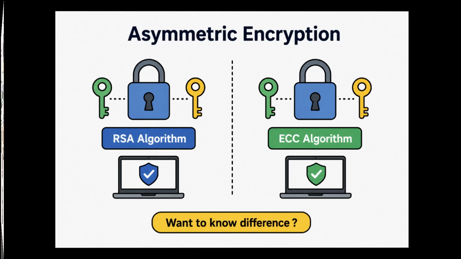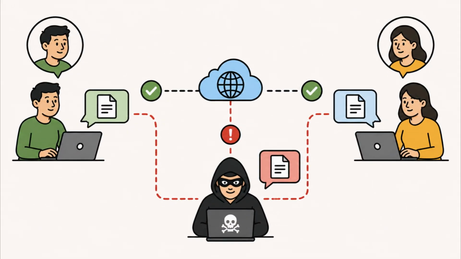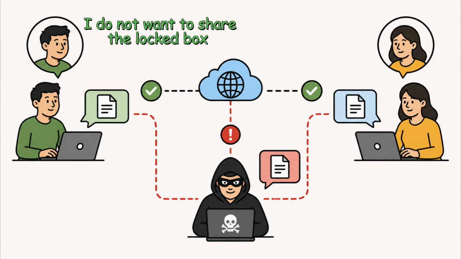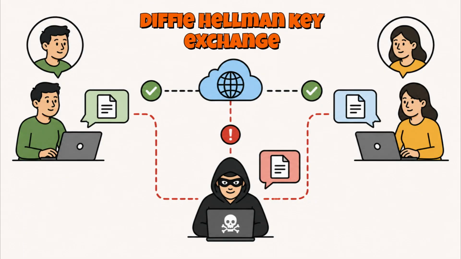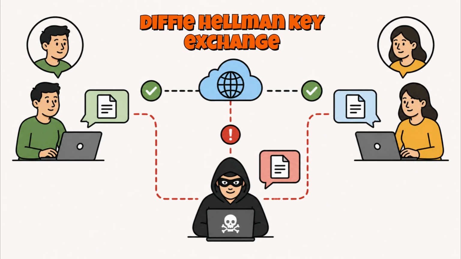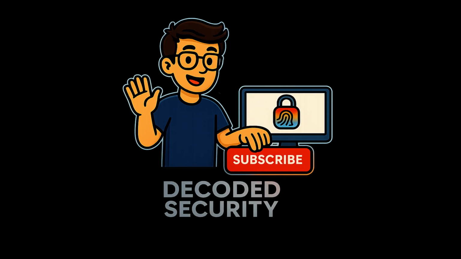So cryptography never stops evolving. What if you want to establish a shared secret with someone, but you don't even want to send a locked box over the internet? You don't want to share that. What if you could just agree on a secret mathematically out of thin air? And that is the mind-blowing world of Diffie-Hellman key exchange. And it's the exact math that powers the end-to-end encryption in WhatsApp. We are decoding that in the next video right here.